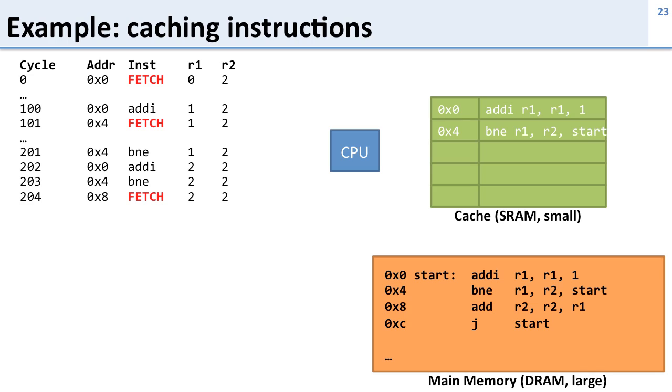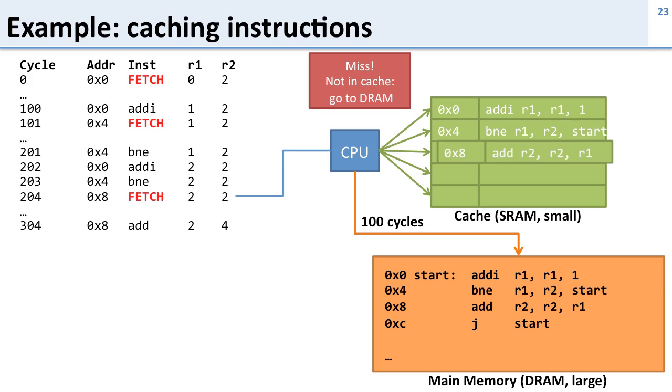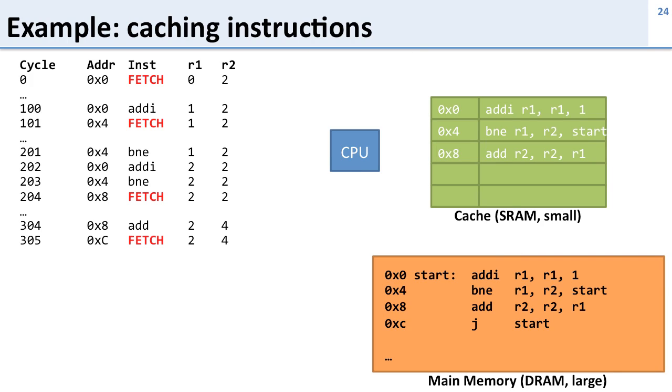But this time we don't branch back to start. Now we're going to go on to instruction 8. So we want to fetch instruction 8, we look in the cache, it's not in the cache, we have a miss. So if we miss in the cache, we then go to look in the DRAM. We find the instruction in the DRAM, we load it into the cache. Now the DRAM is slow, so this is going to take another 100 cycles. So on cycle 304, we now finally get to execute our add instruction.